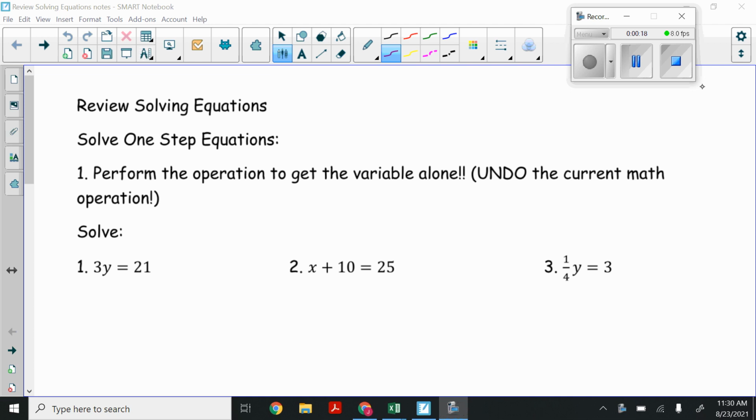So step number 1, you want to perform the operation to get the variable alone, which just means undo the current math operation. So remember that multiplication and division undo each other, and addition and subtraction undo each other.